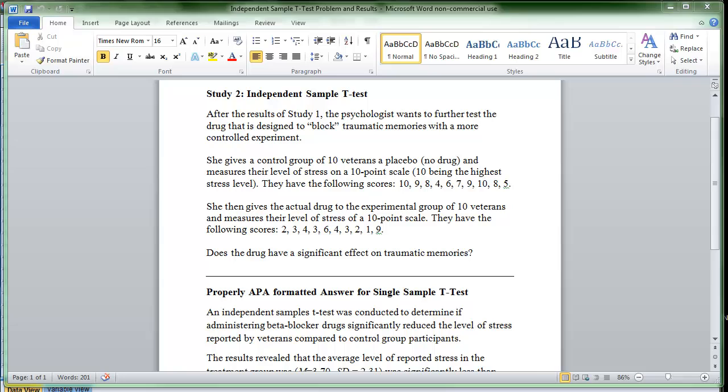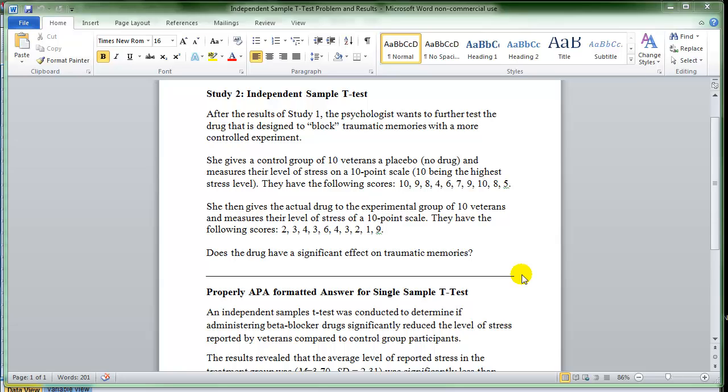Okay, so we are going to continue with the example of the effect of beta blockers on traumatic memory. So in the second study, you'll recall that in the last study, right, the psychologist did a single sample t-test. Well, this is a follow-up study. So as you can read along here, after the results of the first study, the psychologist wants to further test the drug that is designed to block traumatic memories with a more controlled experiment.